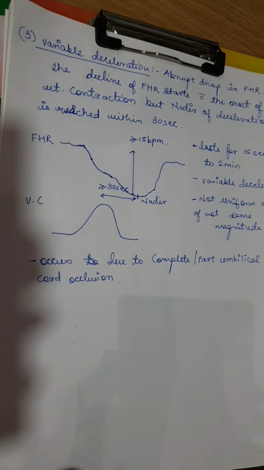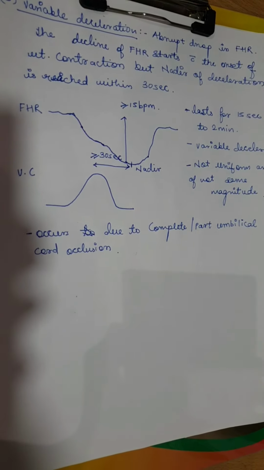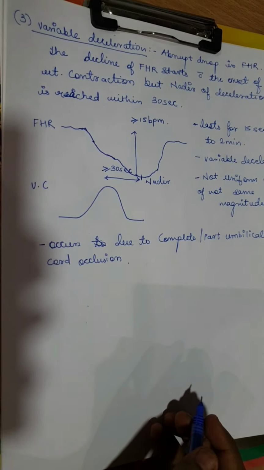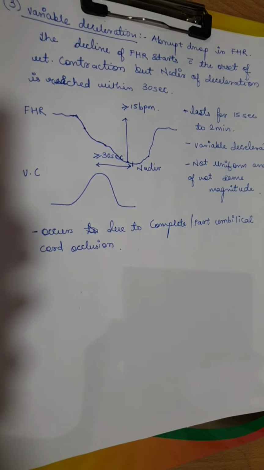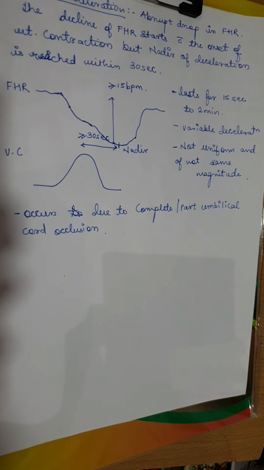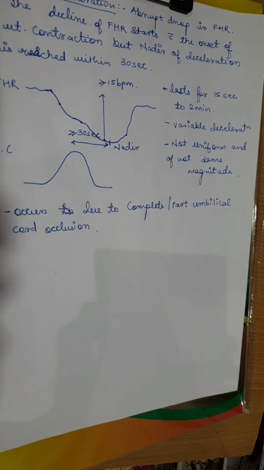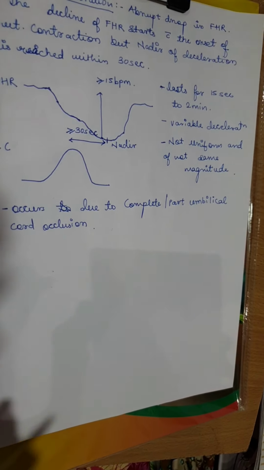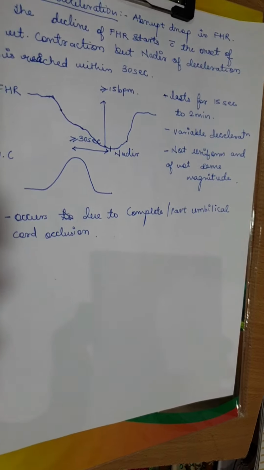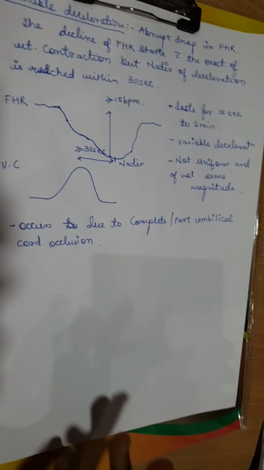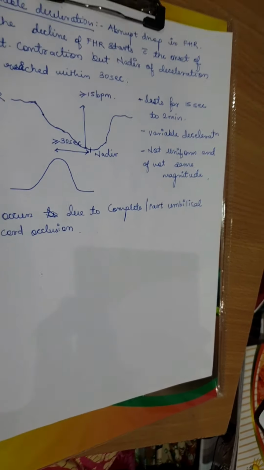Now we'll draw another diagram. There are different degrees of partial occlusion. Sometimes the occlusion of only the vein occurs, which reduces the fetal blood return, the blood which is coming from the fetus through the umbilical vein. Only when this umbilical vein is occluded, only the return is affected.